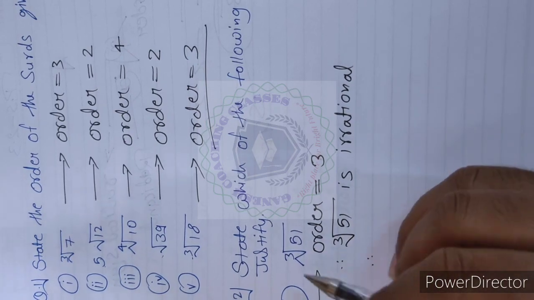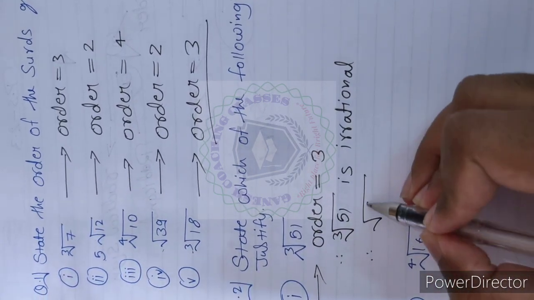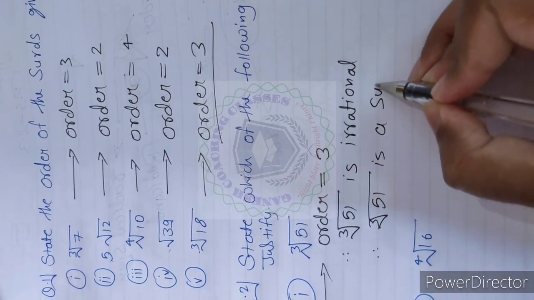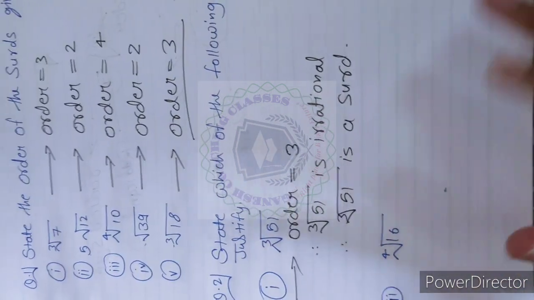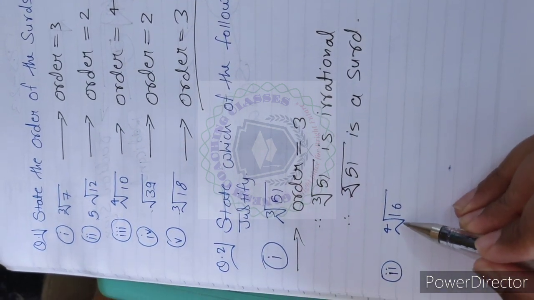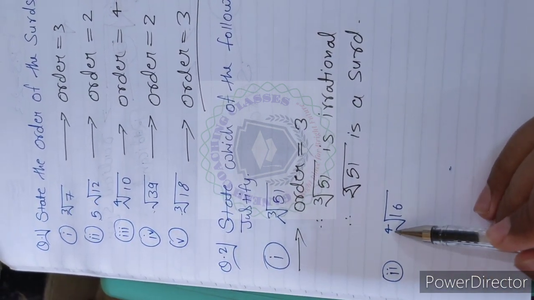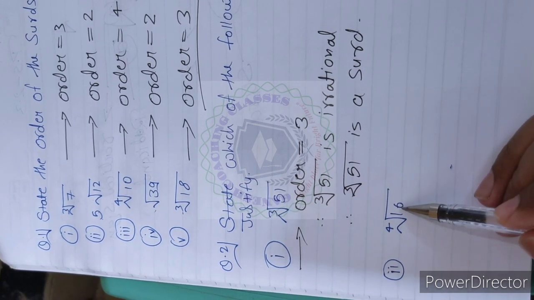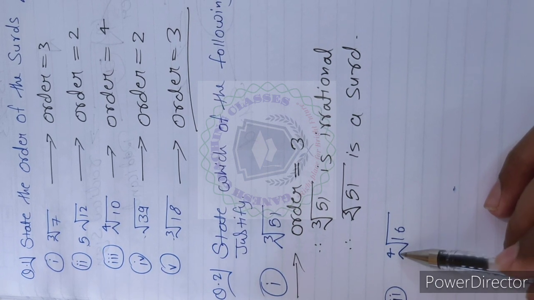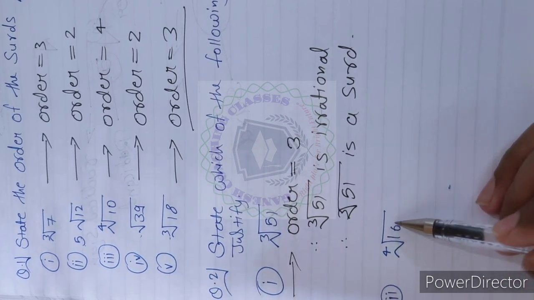Okay. So in our first case, that cube root of 51 is a surd. Understood everyone how to do this type of question? Let's do question number 2. What is given here? Here we have given order as 4 and radicand 16. So how will we read it? We will read it as the 4th root of 16.